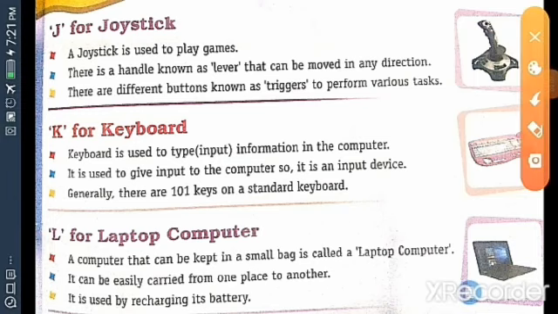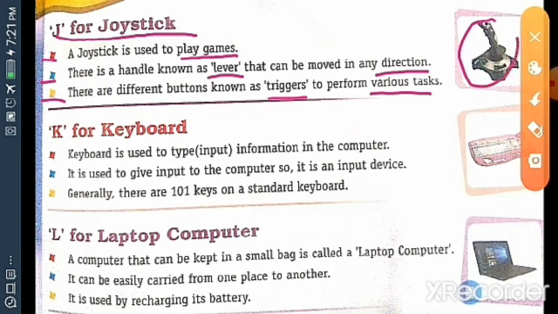Okay student, now our next alphabet is J for joystick. First one, a joystick is used to play games. Second thing, there is a handle known as lever that can be moved in any direction. Third one, there are different buttons known as triggers to perform various tasks. See, this is joystick.